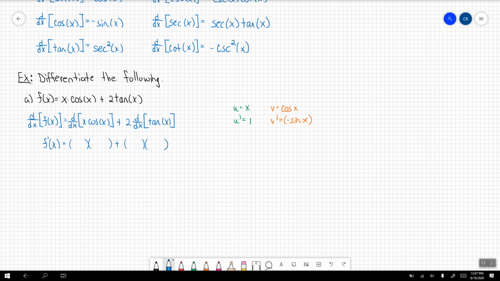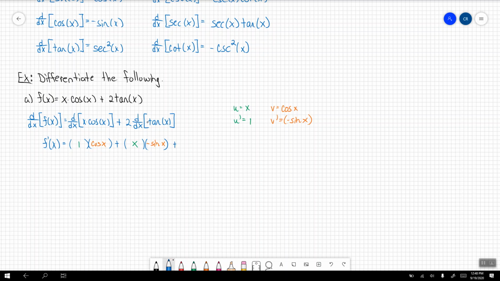And as we use the product rule, again, we're going to start identifying which one's u, which one's u prime, which one's v prime. So taking this whole process now, the derivative of the first function is going to be 1 multiplied by the second function, which is cosine of x, plus the first function, which is x, multiplied by the derivative of the second function, which is negative sine of x. Alright, so that was that first product rule.